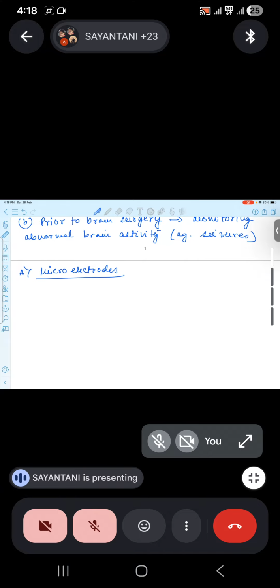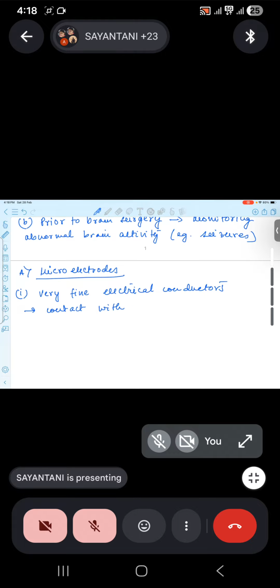Okay. So microelectrodes, the first characteristic is that they are very fine electrical conductors. All right. And that is trying to make a contact with the brain tissues, underlying which you have the specific neurons, right?